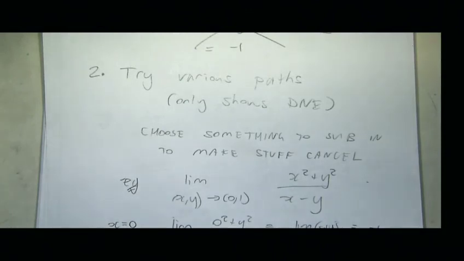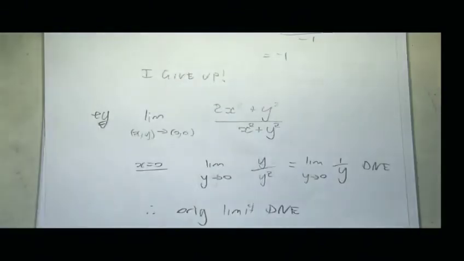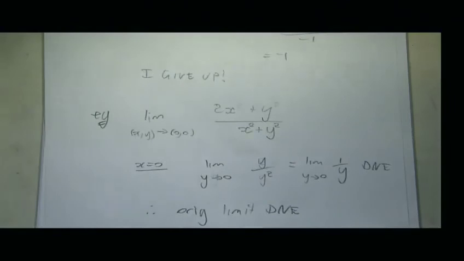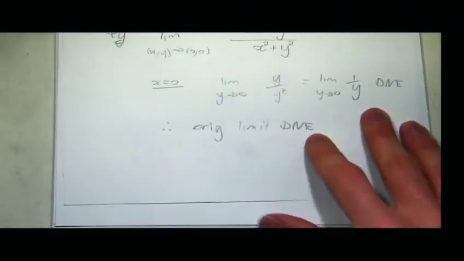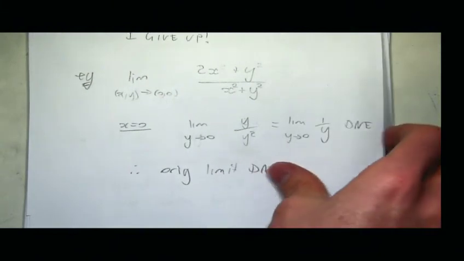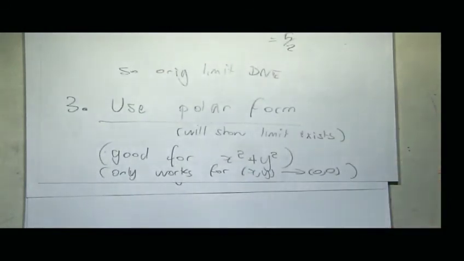Try various paths. In particular you want to choose something to sub in to make stuff cancel. So if you've got a y to the 4 and an x squared, then choose your x to be y squared. But don't spend too long, and move on to a different question if it turns out badly. And if it's got an x squared plus y squared in it, it's a great idea to try polar form, but only if it's going to 0, 0.